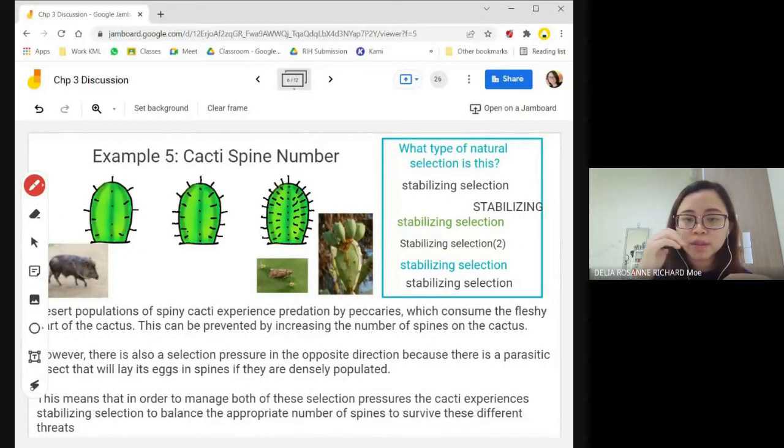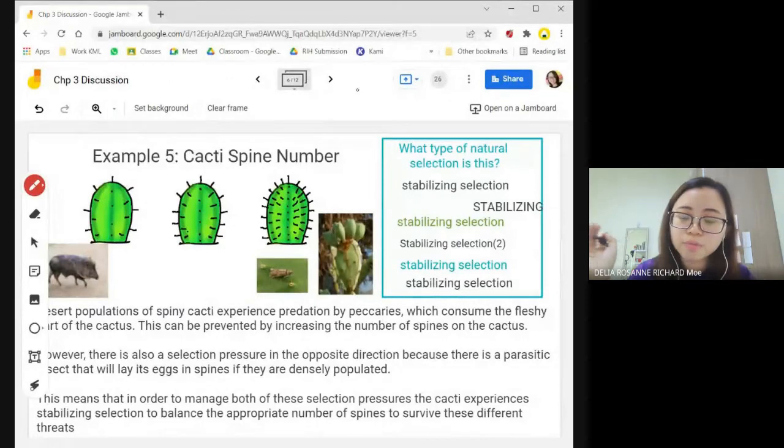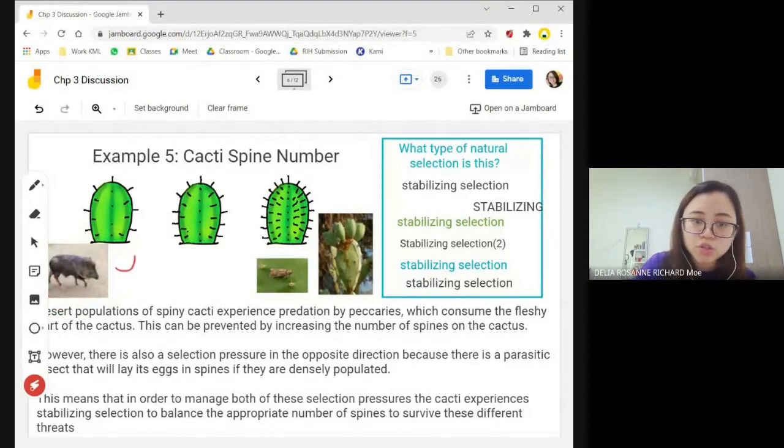Example number 5. In desert populations of spiny cacti, they could experience predation by peccaries, which is this thing that is a skunk pig. It's a pig that will consume the fleshy part of the cactus. So this pig will try to eat the cactus. Cacti can prevent themselves from being eaten by increasing the number of spines. So kalau dia kurang duri macam ni, babi akan makan dia. Tapi kalau dia ada banyak sikit duri, babi tidak akan makan dia.